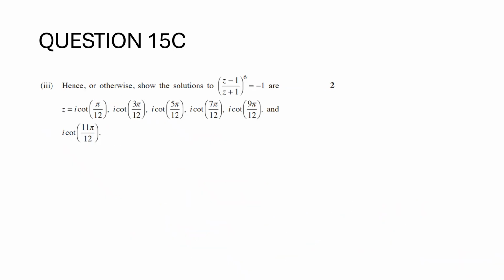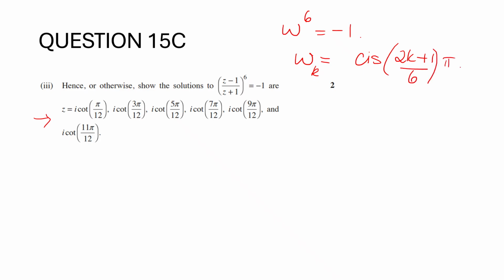Part 3, hence or otherwise, show the solutions to z minus 1 over z plus 1 all to the power of 6 equals -1 are these. Okay, so we know that if we're solving w to the power of 6 equals -1, we just worked out what the sixth roots of -1 were, and they were, let's put w_k, cis 2k plus 1 over 6 pi. So that means that z minus 1 over z plus 1 is going to equal all of these roots.